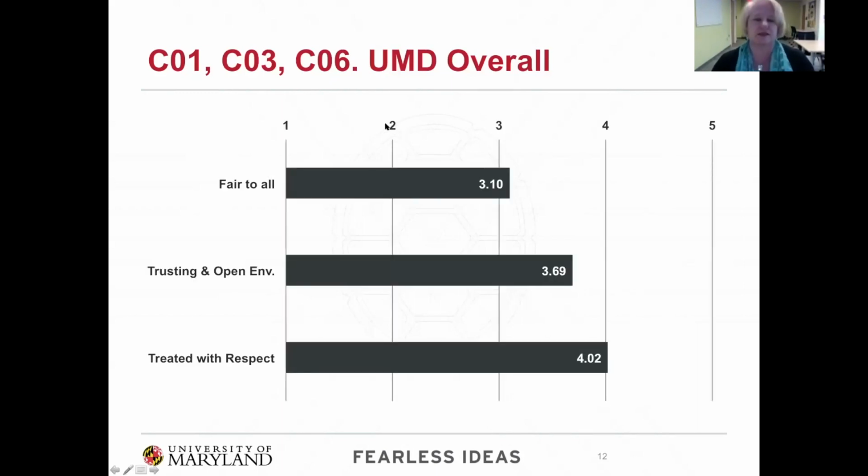Let's look at some results. Expecting the university to be fair to all, just a midpoint, 3.10. Trusting an open environment, higher up, getting closer to a 4 at 3.69. And then feeling that people are treated with respect at a 4.02. So let's break each one of those down. Oh, increases, I forget that every time. Increase also on all of these, 0.17, 0.14, and 0.09. So again, we're moving in the right direction between 2016 and 2017.